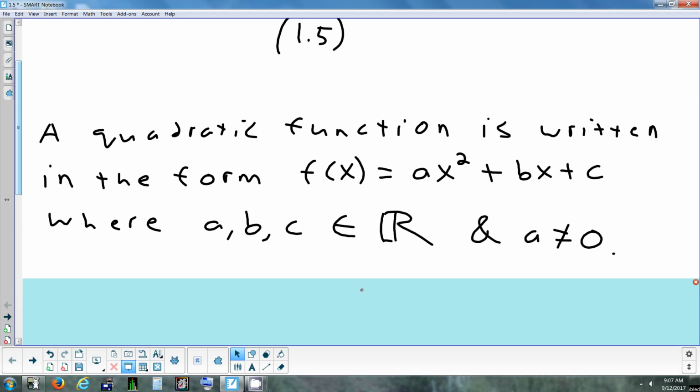Why can't a be 0? What would happen if the coefficient of x squared was 0? Yep, it wouldn't be a quadratic function. If you made a 0, you would wipe that out, and now you turned it from a quadratic into a, what would that be? Yeah, a linear function, assuming b wasn't 0. So a, b, and c can be any number that you want, except a can't be 0. That's what that says right there: a, b, and c are elements of the real numbers, and a can't equal 0.